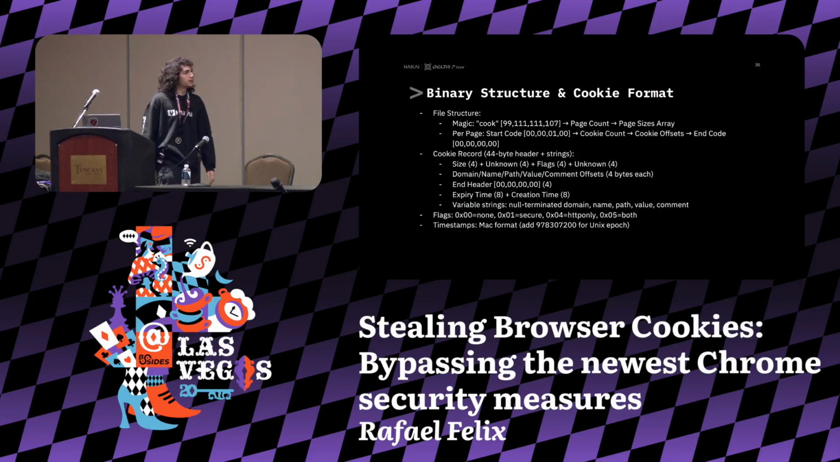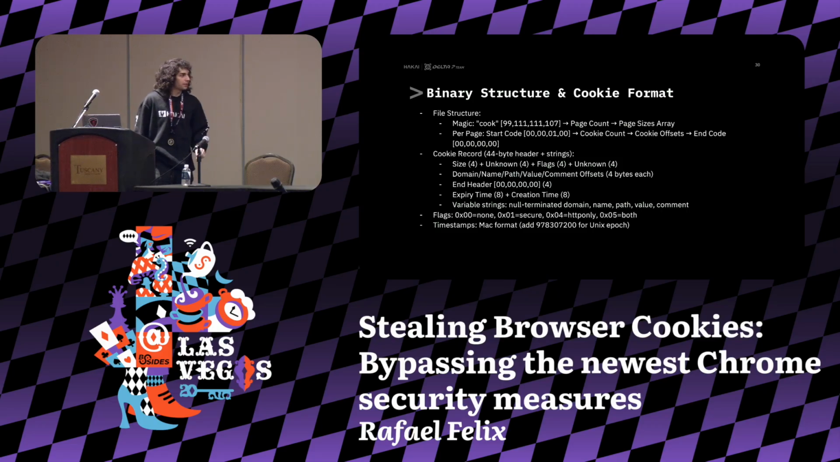Then per page, we have the start code of 00 00 01 00. We then loop the cookie count, cookie offsets, and the end code is when it gets to 00 00 00 00. Cookie record, 44-byte header plus strings. We have the size of 4, unknown 4, flags 4, and unknown 4. Each content is followed by 4 bytes each. So we have the domain name, path, value, comment offsets, and the end header, of course.